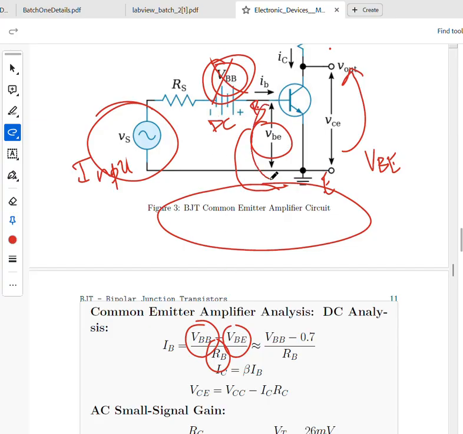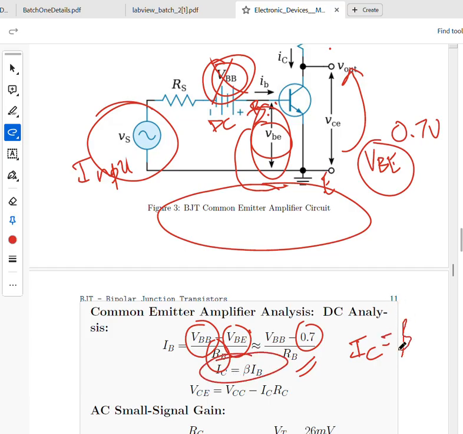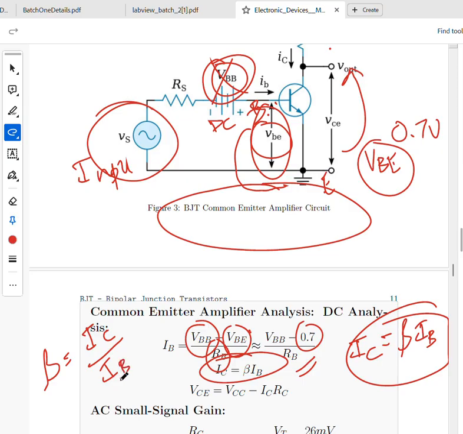Then we have to subtract VBE from VBB, the voltage we already established, divided by RB, the resistance of the base. Typically the bias you give between base and emitter is 0.7 volts. This is what they've mentioned here. If we do that, we get this relation, which we previously had: IC is equal to beta times IB. We got this from the current gain ratio, IC by IB, right?